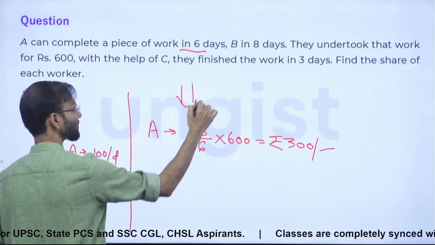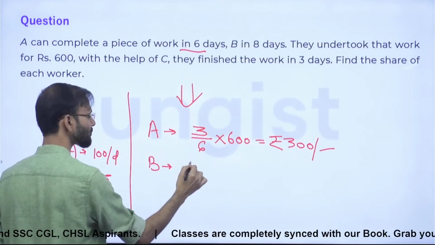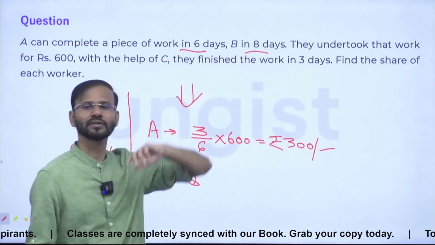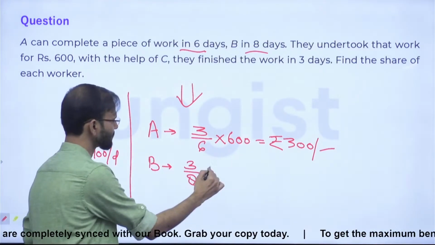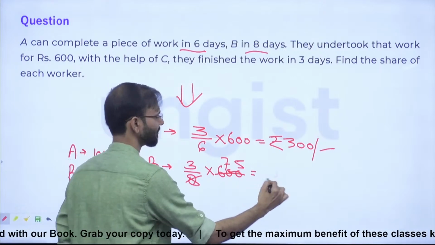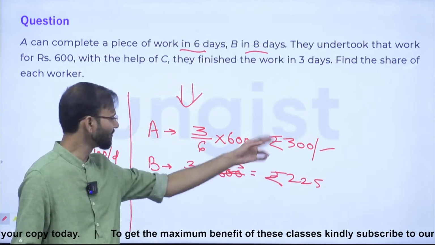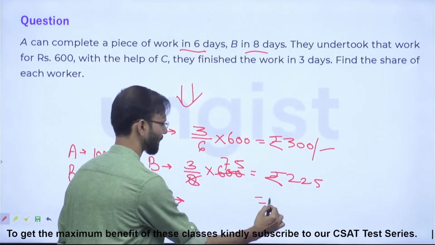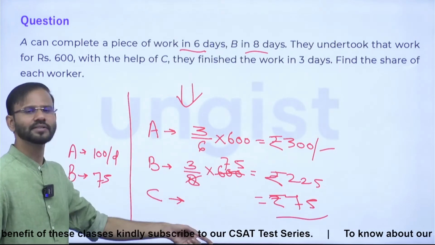This approach is more user friendly. Now, B is doing 3/8 of the work in those 3 days because he is taking 8 days to complete that work. So in 1 day he is doing 1/8. So in 3 days he will be doing 3/8. So 75 into 3, this is 225. Now guys, what is left will be given to C. What is left? 75 rupees. 75 rupees will be given to C. Guys, it is fine. So just while reading the question will be done.